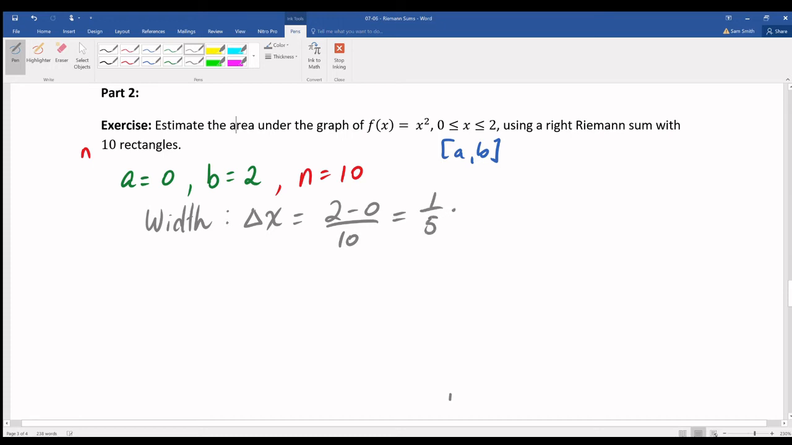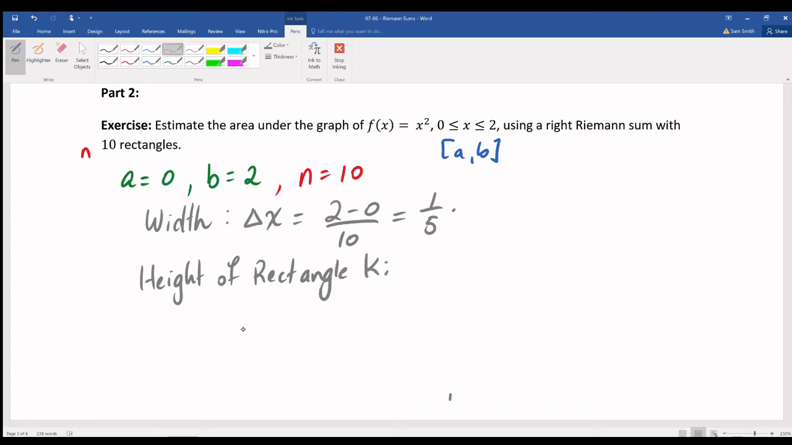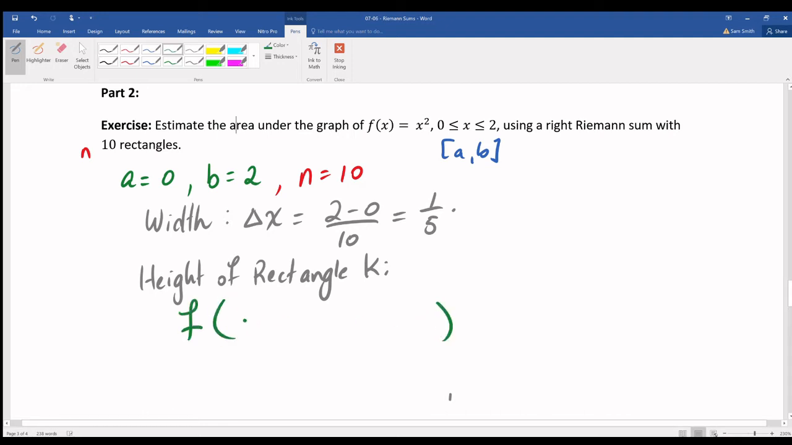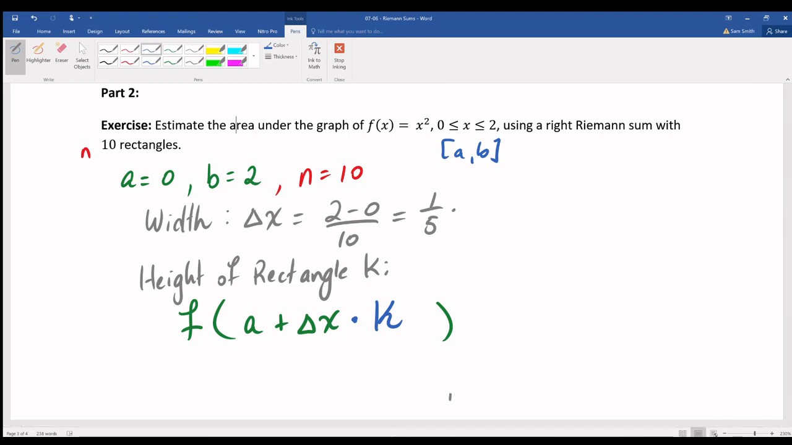Now, what about the height of the rectangle? Height of rectangle k. To get the height of rectangle k, we had the general formula that it was f, and we plugged in a plus delta x times k in the case of the right Riemann sum. For the left Riemann sum, times k minus 1. For the right Riemann sum, times k.